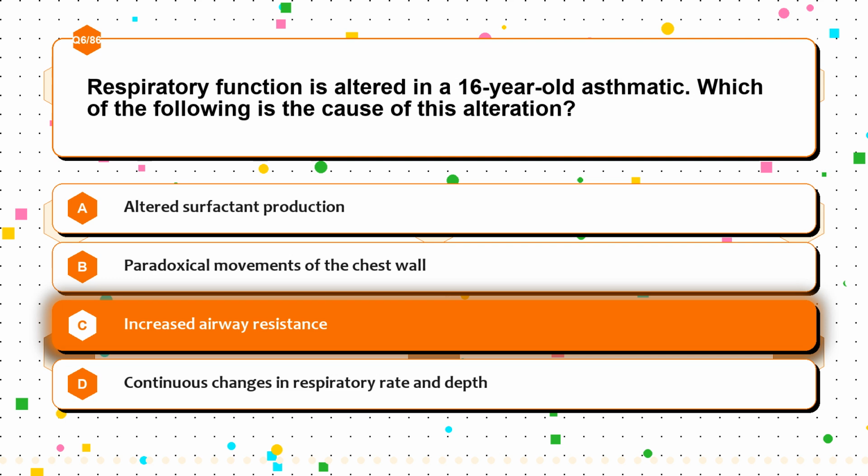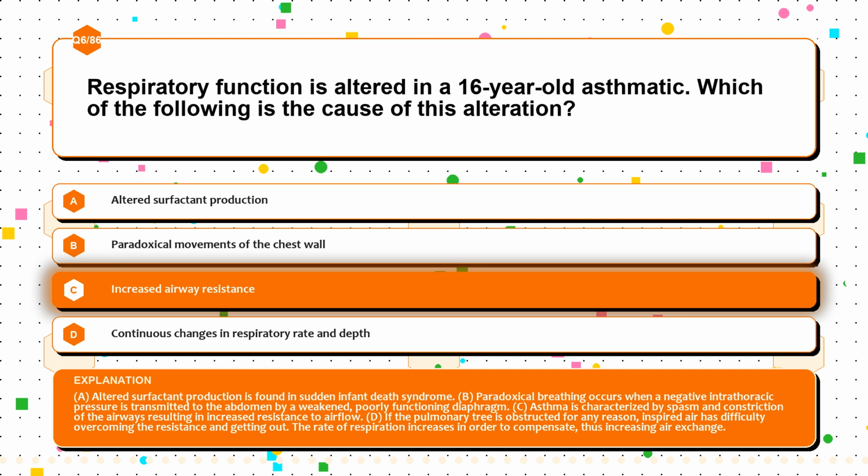The correct answer is option C. Increased airway resistance. Altered surfactant production is found in sudden infant death syndrome. B. Paradoxical breathing occurs when a negative intrathoracic pressure is transmitted to the abdomen by a weakened, poorly functioning diaphragm. C. Asthma is characterized by spasm and constriction of the airways resulting in increased resistance to airflow.